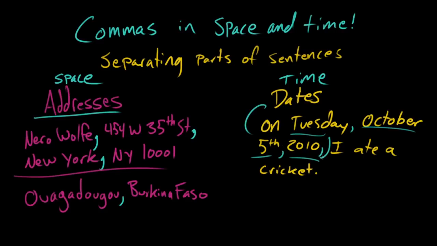Because all of this is like a prepositional phrase that is modifying the word ate. True. So we want to make sure that all of it is separated out from the rest of the sentence. And we separate it out using our friend the comma.